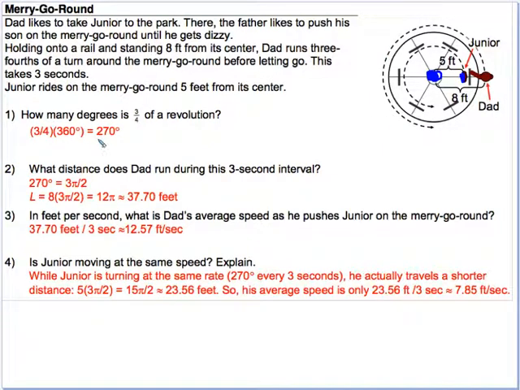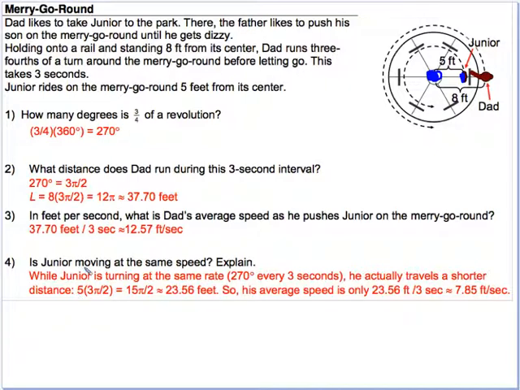3/4 of a revolution gives you 270 degrees. You need to convert that into radians, so you multiply by pi and divide by 180, and you get your angle is 3 pi divided by 2. To find the distance that dad runs, that's your linear velocity. You multiply by the dad's radius and get 37.70 feet. Then, in feet per second, what is dad's average speed? It takes him 3 seconds to move that far, so you get 12.57 feet per second when you divide by 3.